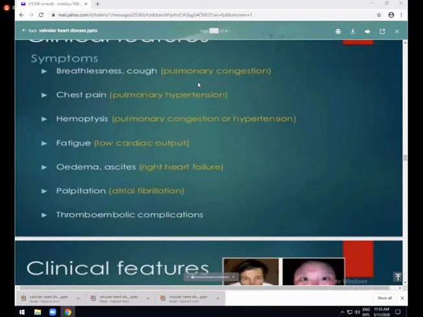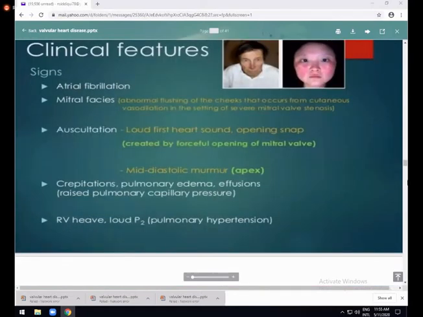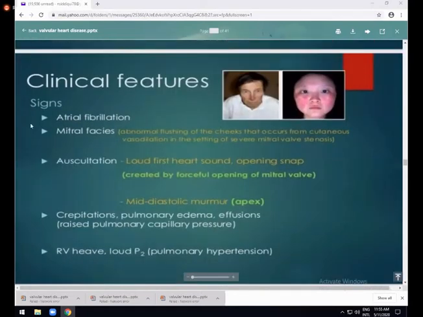Then clinical features: patients can present with signs of atrial fibrillation and mitral facies. If there is fair-colored skin, then you can see the flushing. Here you can see this female patient's cheek. There is a flushing of the cheeks that occurs from cutaneous vasodilatation in the setting of severe mitral valve stenosis.